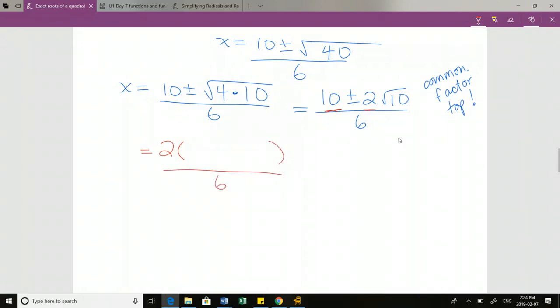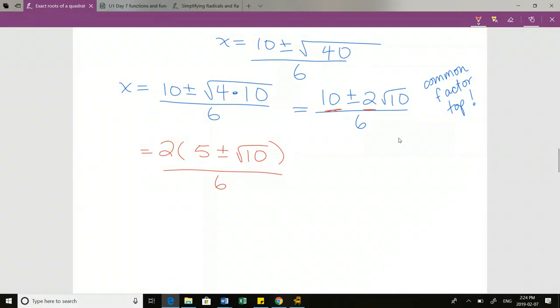And what remains when we take that out of those numbers? Thank you, very good. 5 plus or minus root 10. Lovely. Any questions so far?